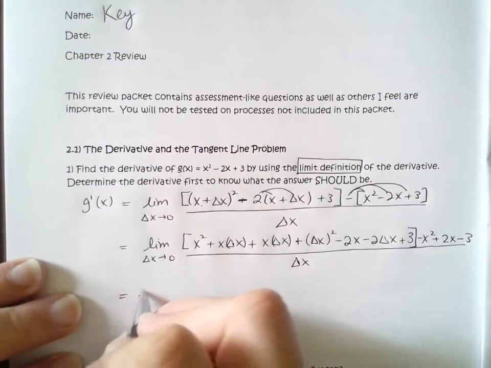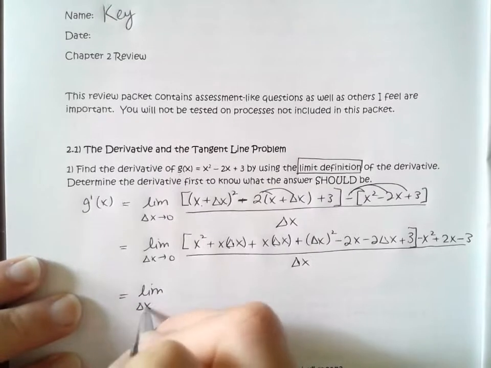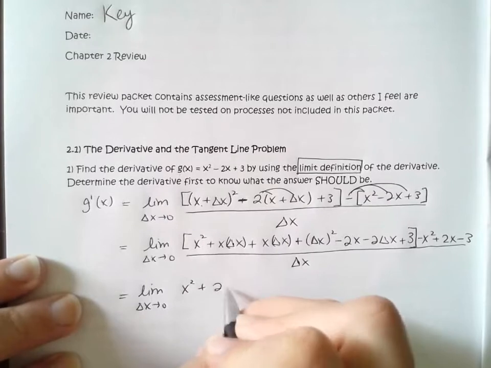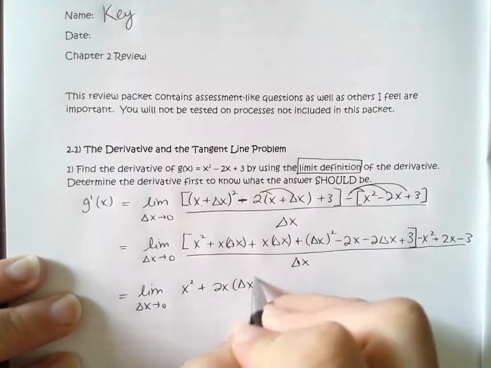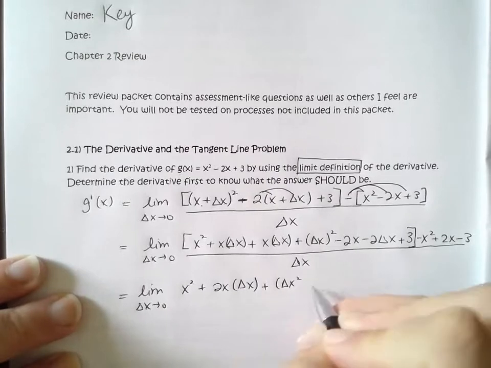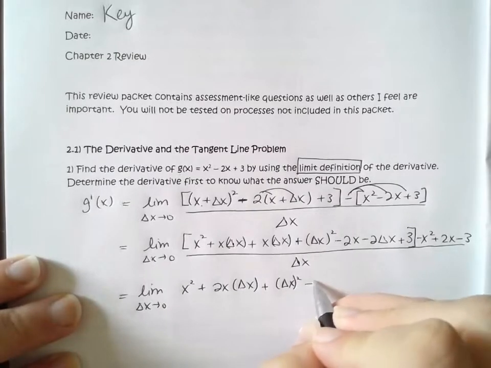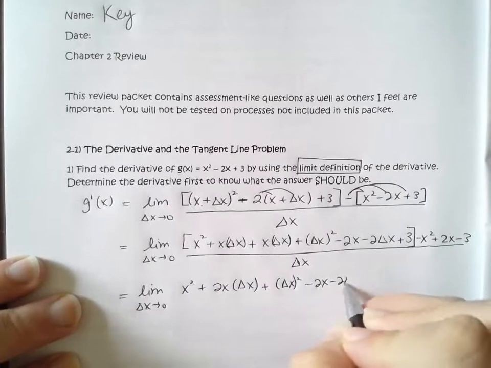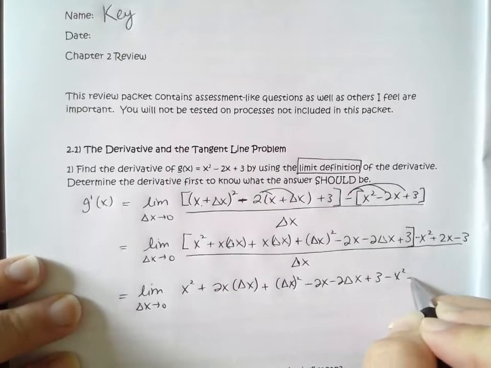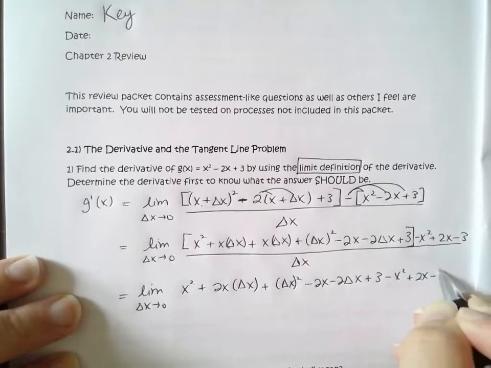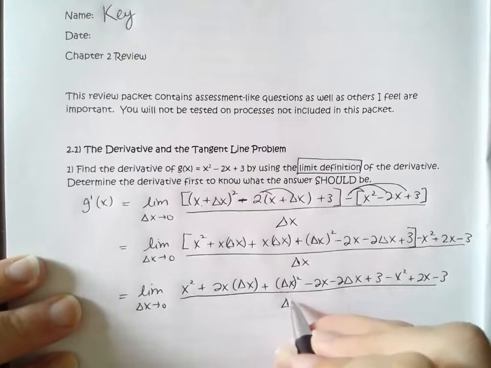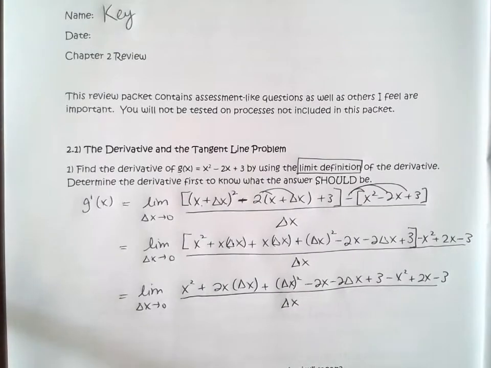Clean up what I have. I have x squared. I have 2x delta x's. I have a delta x squared. I have minus 2x, minus 2 delta x. I have a plus 3, a minus x squared. I'm taking a lot of steps to do something that you might be able to do in 1 or 2 steps. I just want to show you exactly where everything is and how I got there.